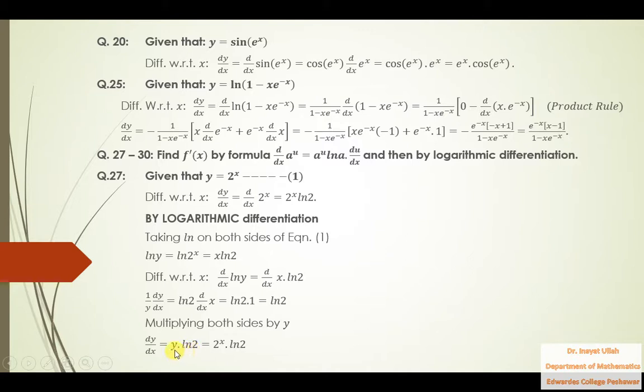But we know that y is given to us as 2 power x. So replacing this y by its own value, this y is 2 power x. We see that the derivative by using the logarithmic differentiation and by using the formula are the same. These two are the same.